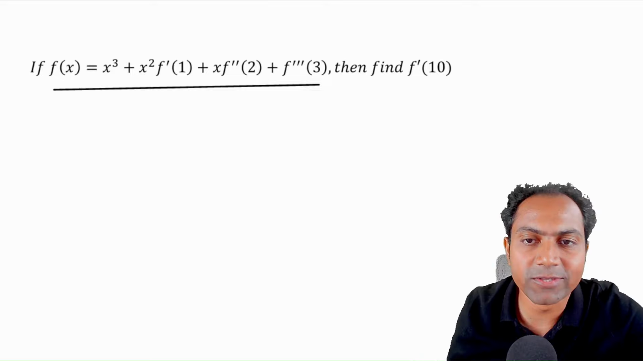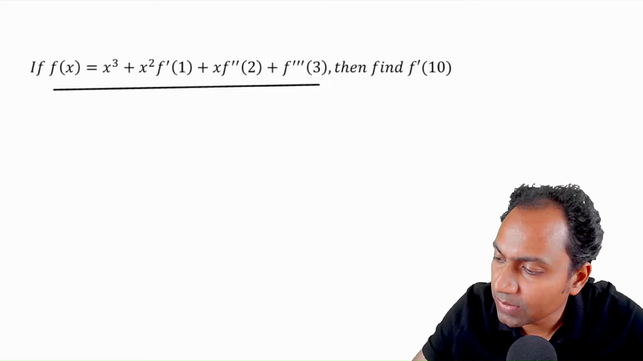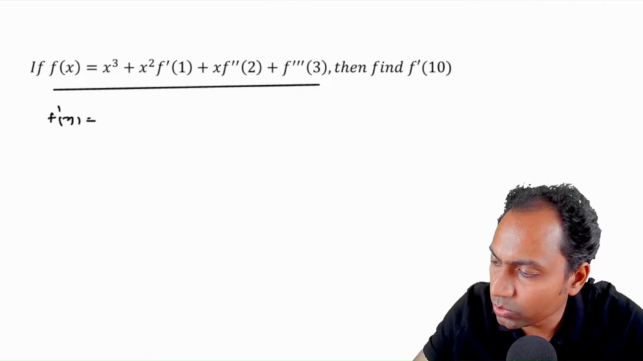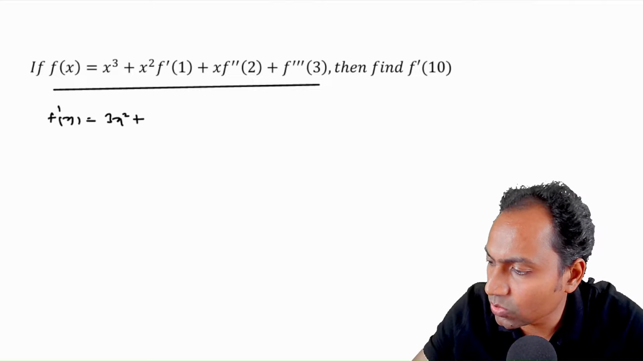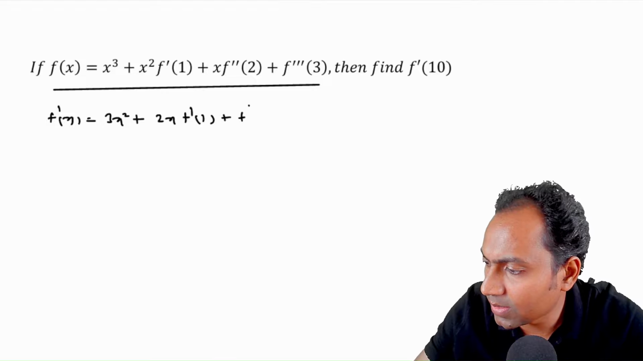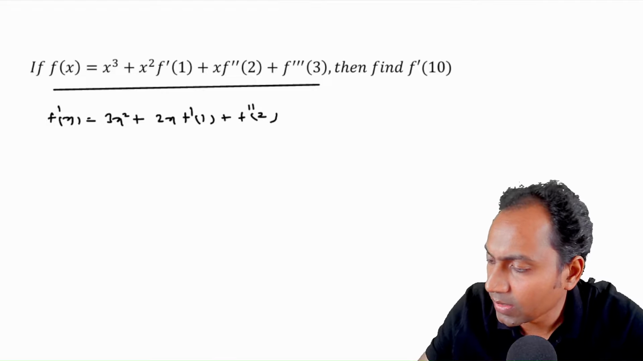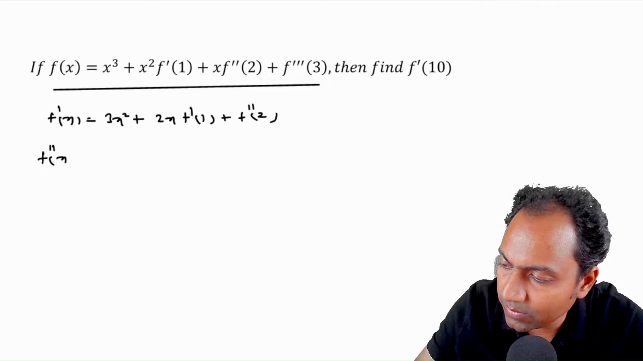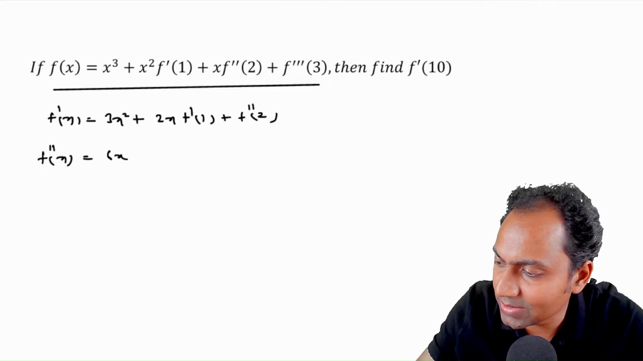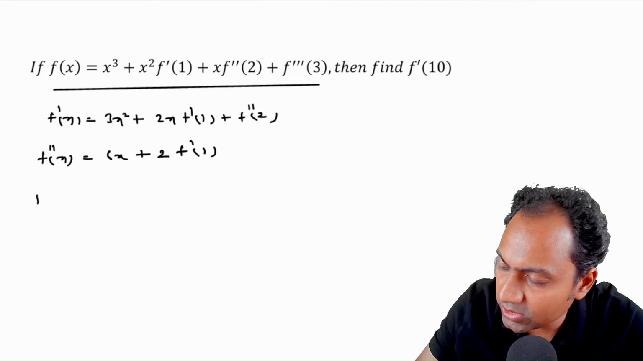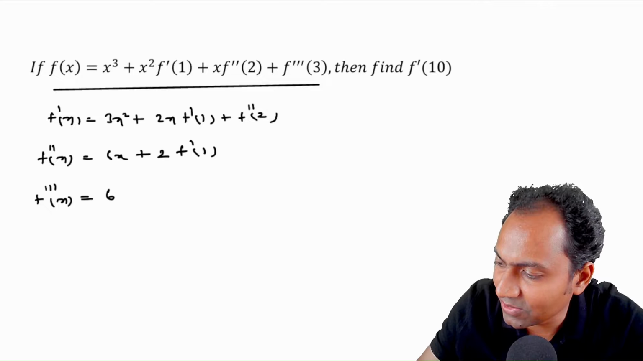So what you can do in this question is you can first differentiate it once. If I do so, what I get is nothing but 3x square plus 2x into f dash of 1 plus f double dash of 2. And if I differentiate it one more time, I will get f double dash of x, that is nothing but 6x plus 2 times f dash of 1. If I differentiate one more time, I will get third derivative of fx, that is nothing but 6.